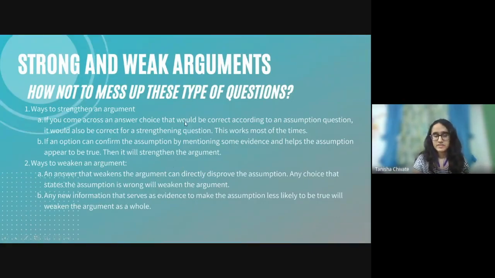Ways to weaken an argument. Basically the converse of what I said earlier. You have to find an argument to disprove any assumption made. So therefore, the argument is weakened. If I provide evidence which shows that the assumption is less likely to be true or the premises stated will be contradicted, then it will be a weak argument.